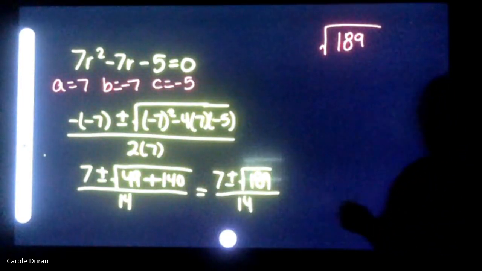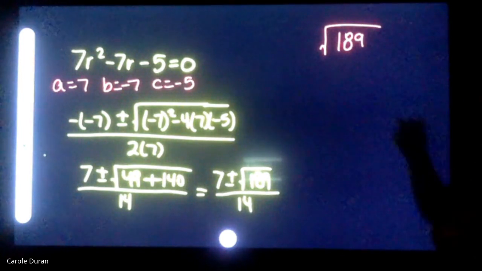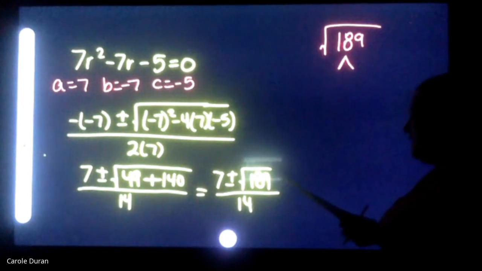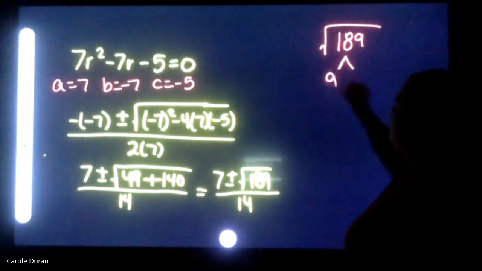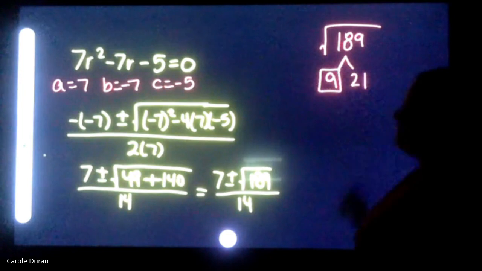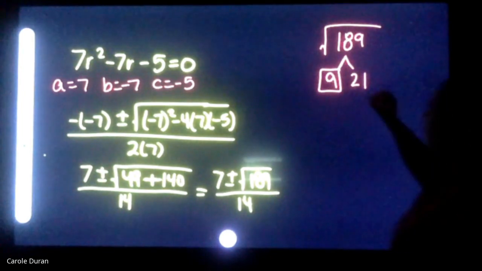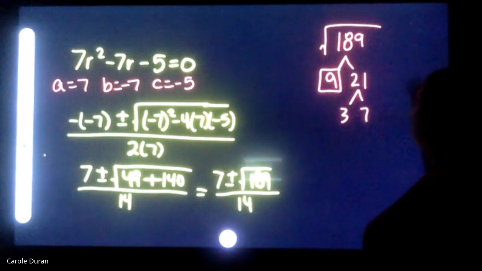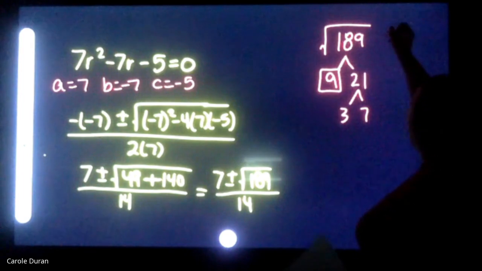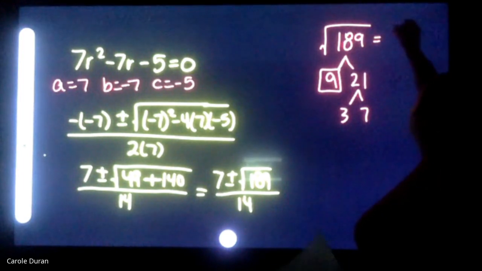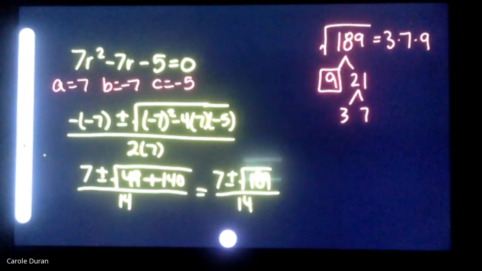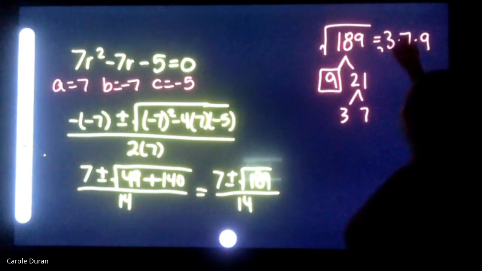In my factor tree, I'm going to be breaking this down as far as I possibly can. The first thing that I notice that goes into 189 is 9 and 21. Neither of those are prime, but 9 is a perfect square, so I could stop there. 21 then breaks down into 3 and 7. Both of those are prime, so I'm finished. I go ahead and write out what my factors are then. So I have 3 times 7 times 9. None of those are identical, so I don't have to worry about putting anything together. So I just go ahead and square root each of those.